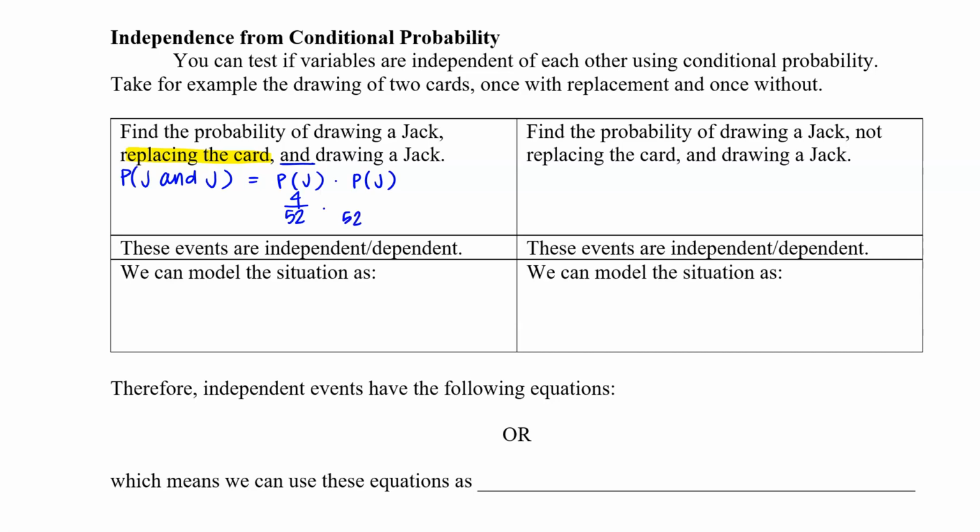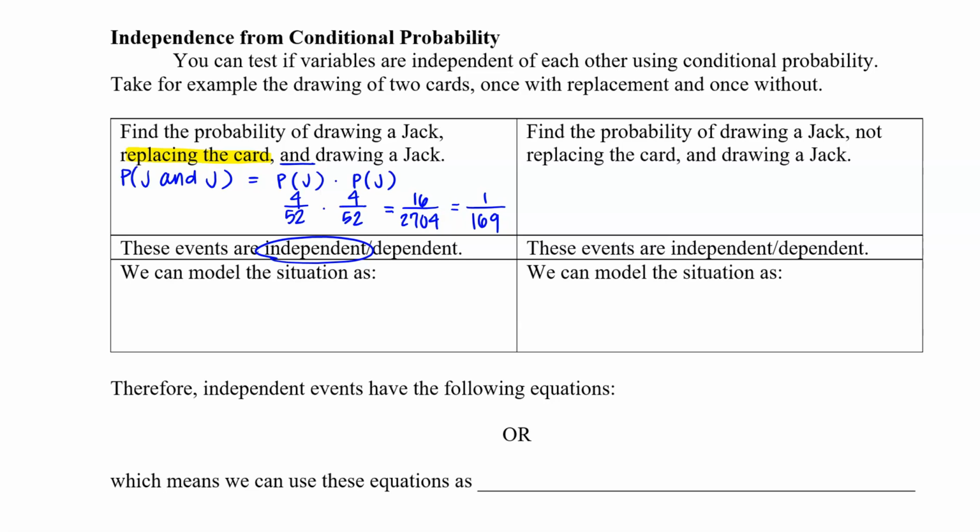There are still going to be 52 cards in our deck because we replaced the original card that we had pulled out, and of the 52, 4 of them are still jacks. 4 times 4 is 16 over 52 times 52, which reduces to 1 out of 169. These events would be independent of one another because the probability of one event did not affect the probability of the other. Our second example.